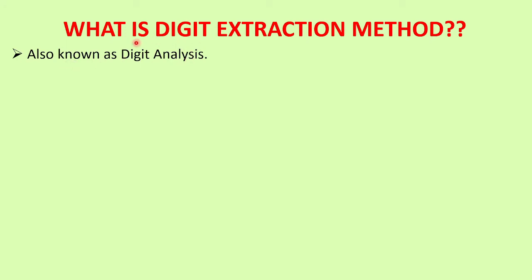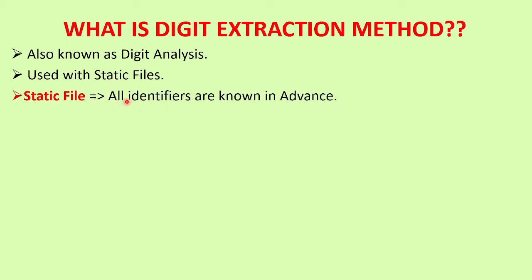It is also known as digit analysis. The other name for digit extraction is digit analysis. It is used with static files. Now what are static files? A static file is one where all identifiers are known in advance. That is, all the values which you want to store inside the hash table are known in advance.